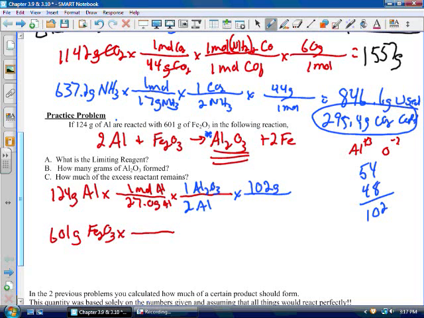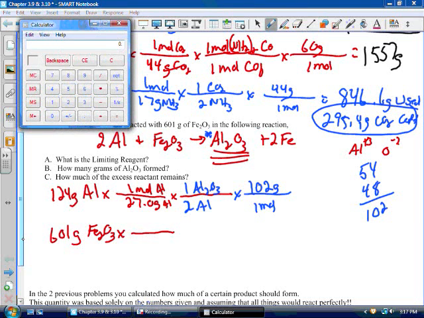Down below, we have to start off with our molecular mass of our iron oxide. Iron is 55.8, so 2 times 55.8 equals 111.6 for the iron, plus 48.0 for the oxygens. Gives me a total of 159.6 grams per mole.